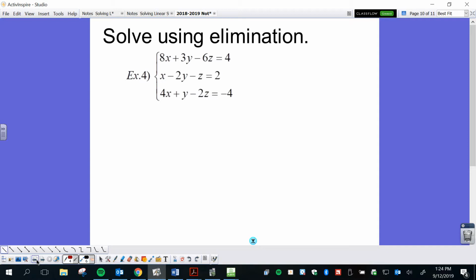If you choose X, then you'd have to make these into each other, right? So I've got an 8, so I would eventually have to make something be 8. I could choose Y. All right, I like Y because it's got a coefficient of 1, or it could be Z. It could be anything.